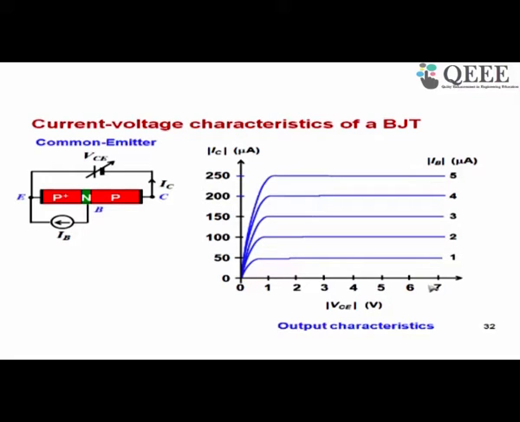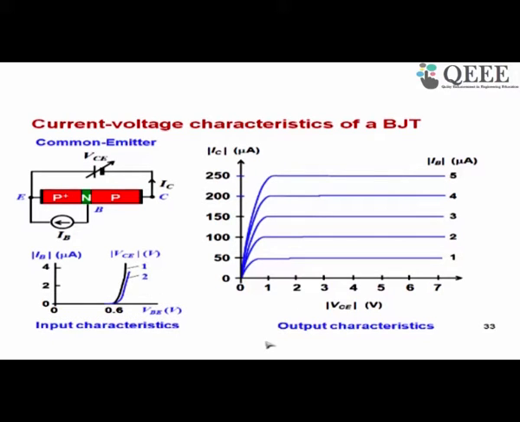Now you can also have what are called input characteristics. So this is called output characteristics. The input characteristics would be the input current versus the input voltage. So the collector terminal is referred to as the output terminal here, and the base is the input. Okay, that is why this is called output characteristics. Collector current characteristics are called output characteristics, whereas base current characteristics are called input characteristics.